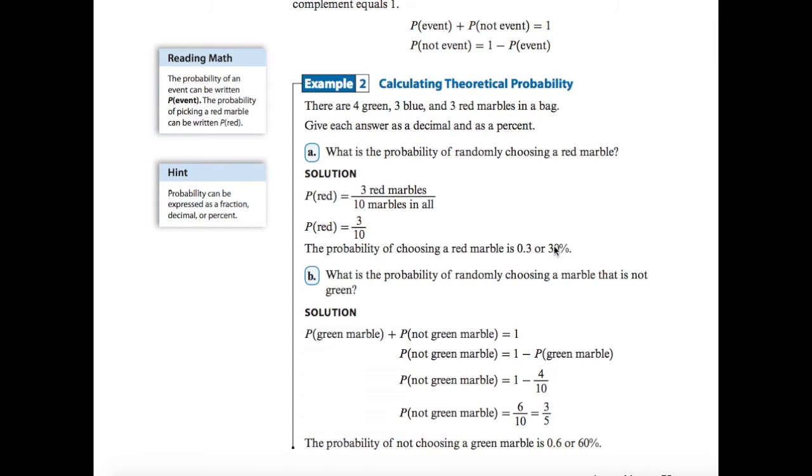Your probability for not choosing red would be the opposite of that. So you would have 4 plus 3 is 7, 7 out of 10. So you have the event and you have the complement of that event. B, what is the probability of randomly choosing a marble that is not green? So in the case of it being not green, you have to think, well, what are the other 2 outcomes? Green was 4 out of a total of 10. Not green would be 3 and 3 because you've got 3 blue and 3 red. So 3 plus 3 is 6 out of 10.